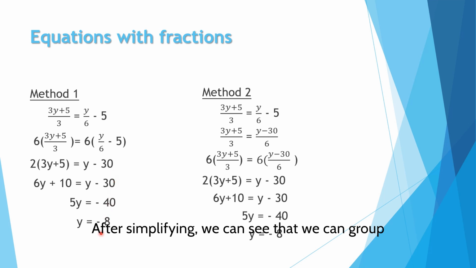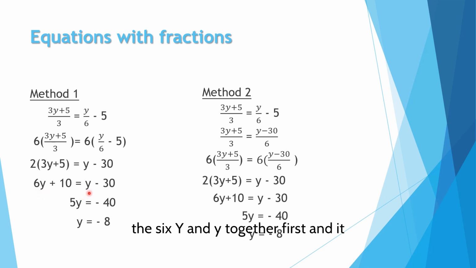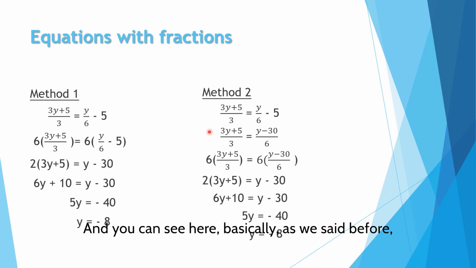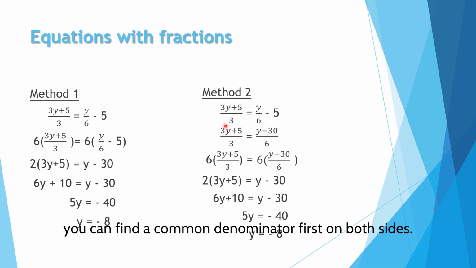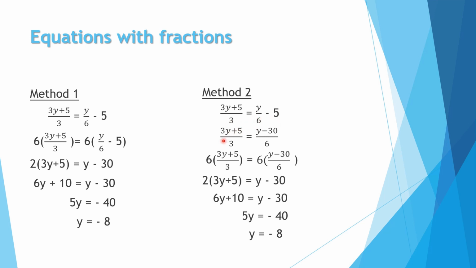After simplifying, we can see that we can group the 6y and y together first, and it would give 5y on the left hand side, and then the final answer will be y equals to minus 8. And you can see here, basically, as we said before, either you directly multiply both sides by an LCM, or you can find a common denominator first on both sides.